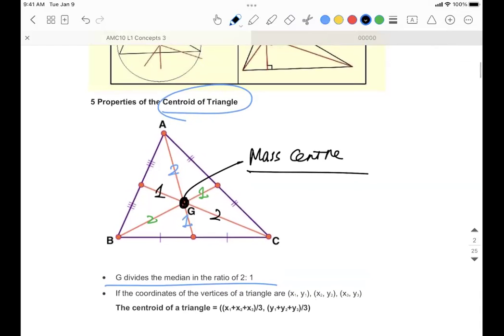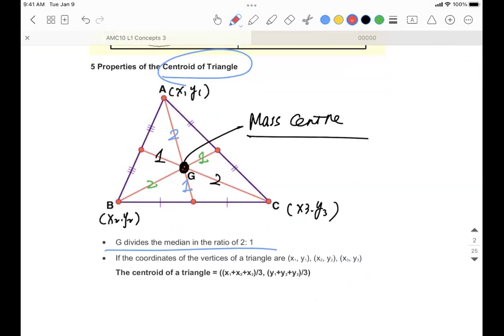And then from the coordinate geometry perspective, let's say we have these 3 coordinates, x1, y1, x2, y2, x3, y3. When we have the 3 vertices with different coordinates, you will be able to find the coordinate of the centroid, which is the average of the 3 x values and the average of the 3 y values. That's it. It's a very straightforward way for you to determine the coordinate of a centroid.